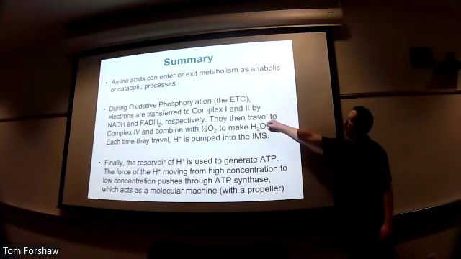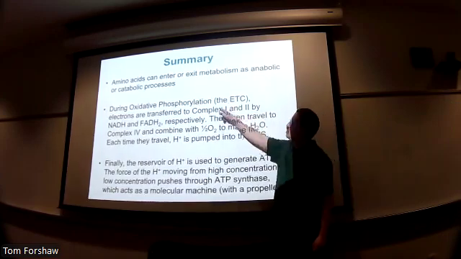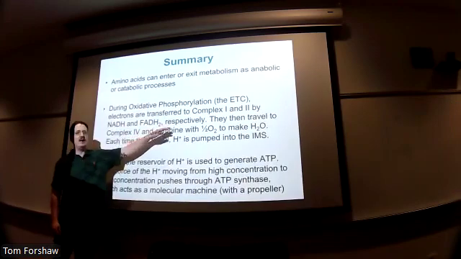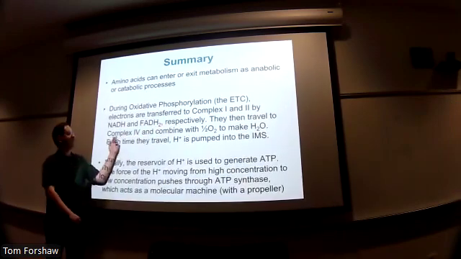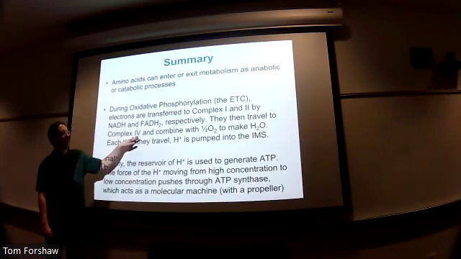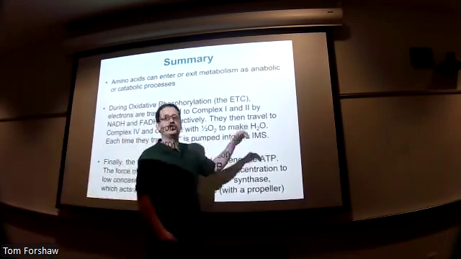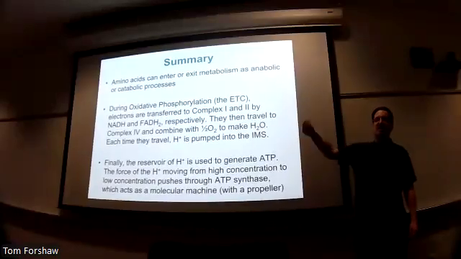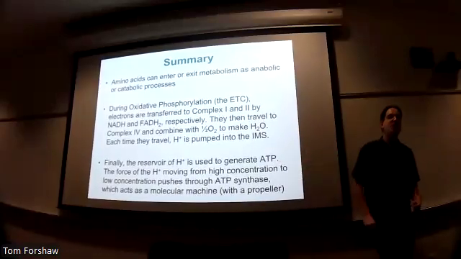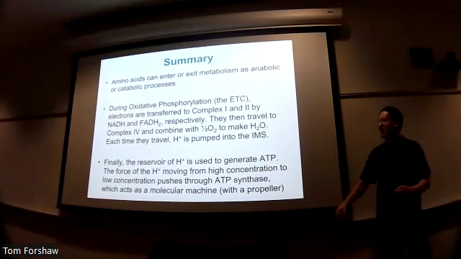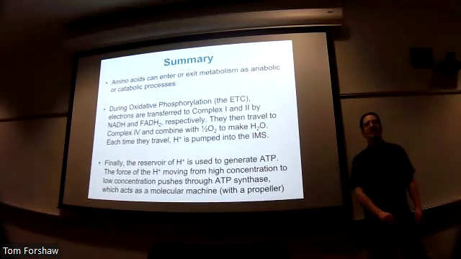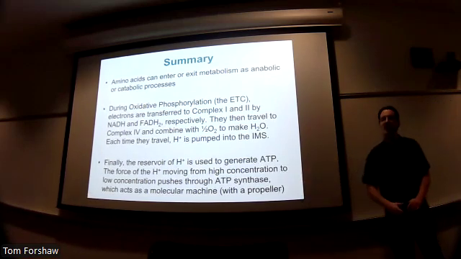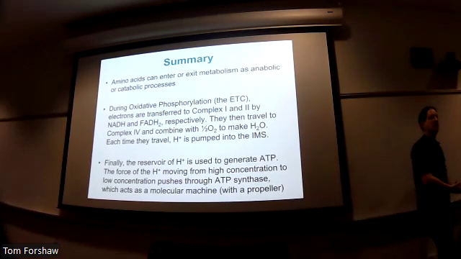And in oxidative phosphorylation, electrons are transferred to complex 1 and 2 by NADH and FADH2, respectively. They then travel to complex 3 and 4, or eventually to complex 4, where they combine with oxygen to make water. And when they do, protons are pumped into the intermembrane space. This creates a reservoir of protons in the intermembrane space, which then travel down through ATP synthase to turn ADP plus Pi into ATP, generating energy, literally turning it like a little propeller that we utilize.